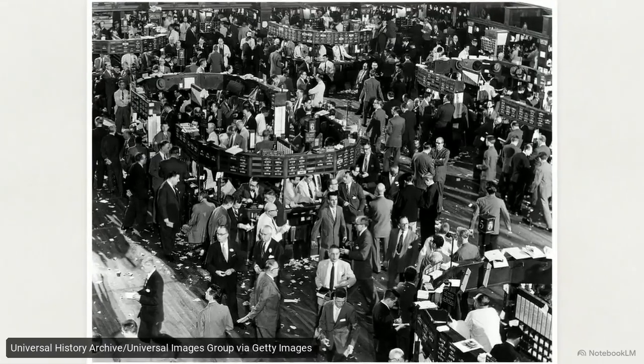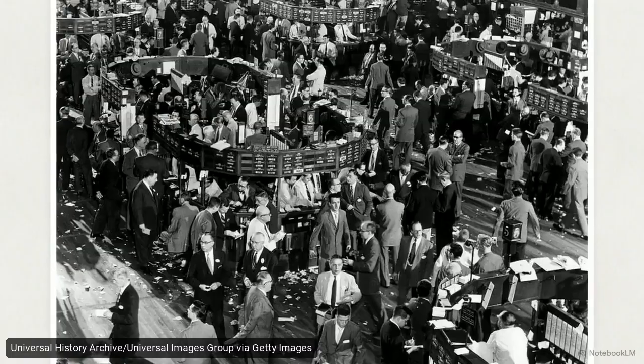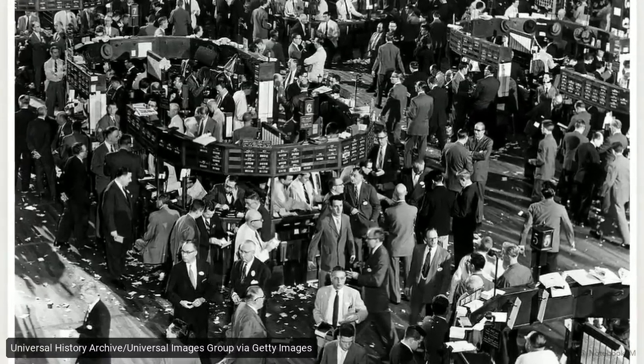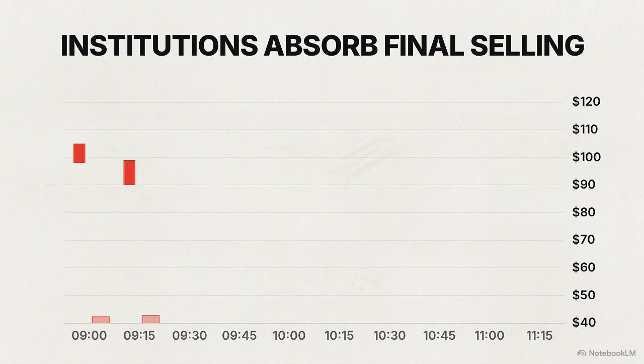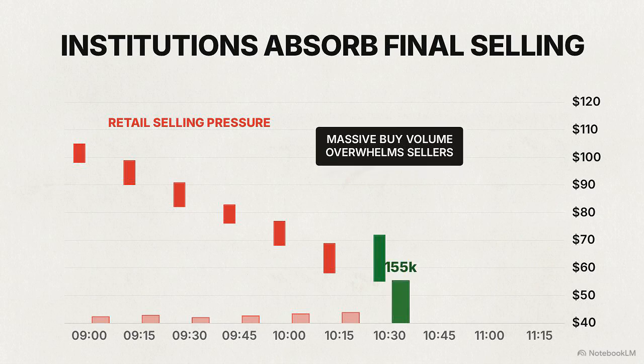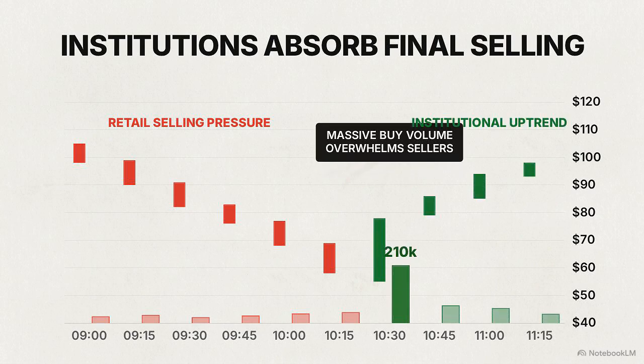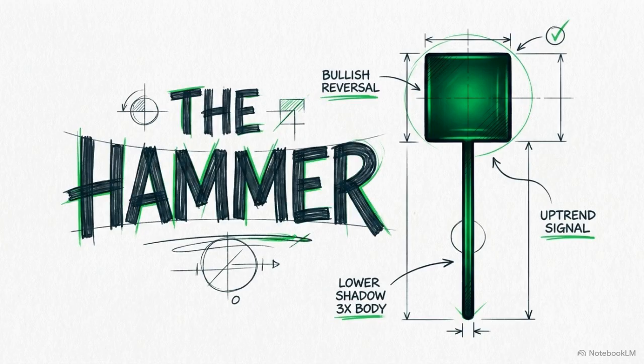This sudden reversal marks the moment when a massive influx of buy orders enters the market, specifically targeting the price levels where most amateur traders hit their breaking point. This is the moment where institutional buyers absorb the final round of selling before driving the price higher. There is a specific name for this price structure: the hammer candlestick.